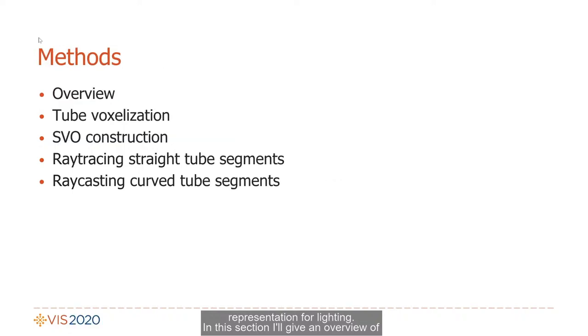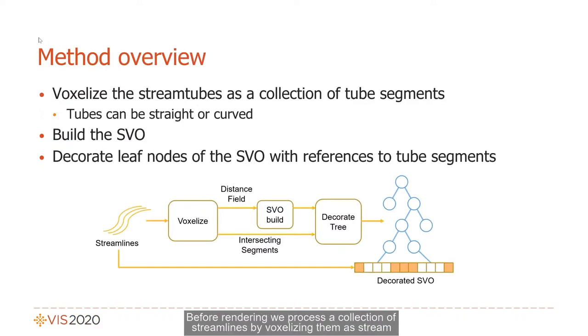In this section, I'll give an overview of our methods and describe details of tube voxelization, SVO construction, and two rendering techniques, one for straight tube segments and one for curved tube segments. Before rendering, we process a collection of streamlines by voxelizing them as stream tubes and inserting the voxels into an SVO. The octree leaf nodes are decorated by storing references to the line segments that intersect the corresponding voxel. In essence, the voxels of the SVO form the proxy geometry within which we can ray trace or raycast tubes.